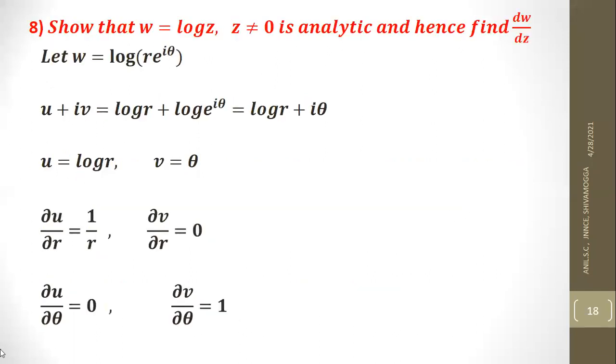Next, this is another important problem. Show that w is equal to log z where z is not equal to 0 is analytic and hence find dw by dz. It's there in the model question paper also. This is a very important problem. Show that w is equal to log z where z not equal to 0 is analytic. You remember that this must be done in polar form only. Otherwise, you cannot separate real and imaginary parts.